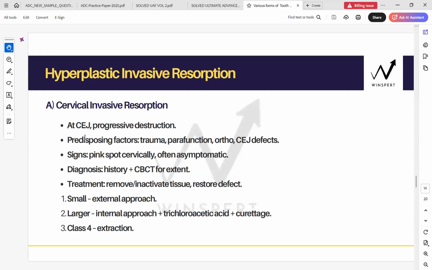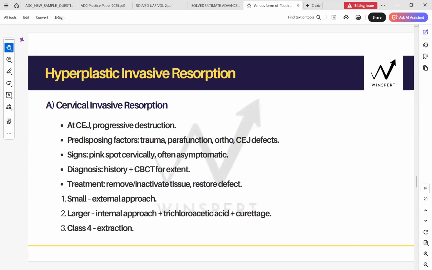Usually conventional radiographs have been used so far, but recently CBCT has also been utilized to get the complete extent of the resorption to define the prognosis and plan the treatment, because we are going to talk about the classification of these defects. These defects have different management approaches.